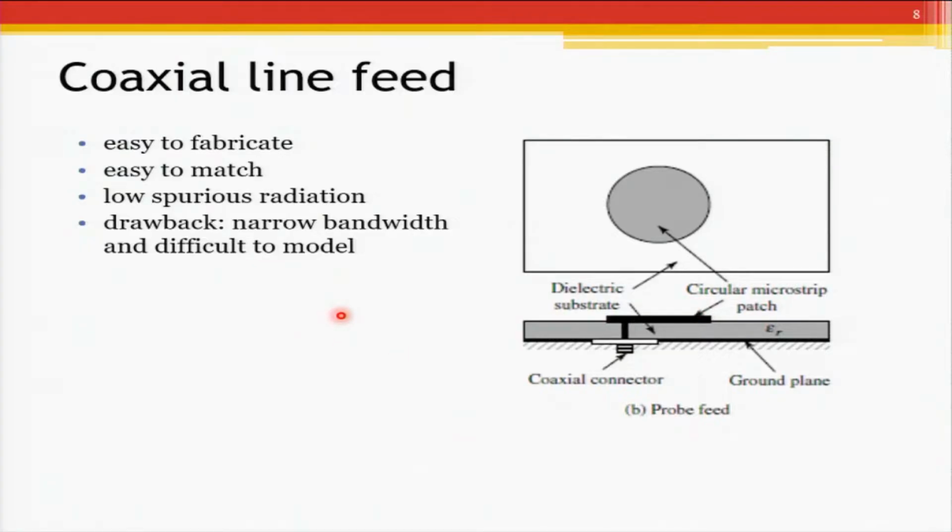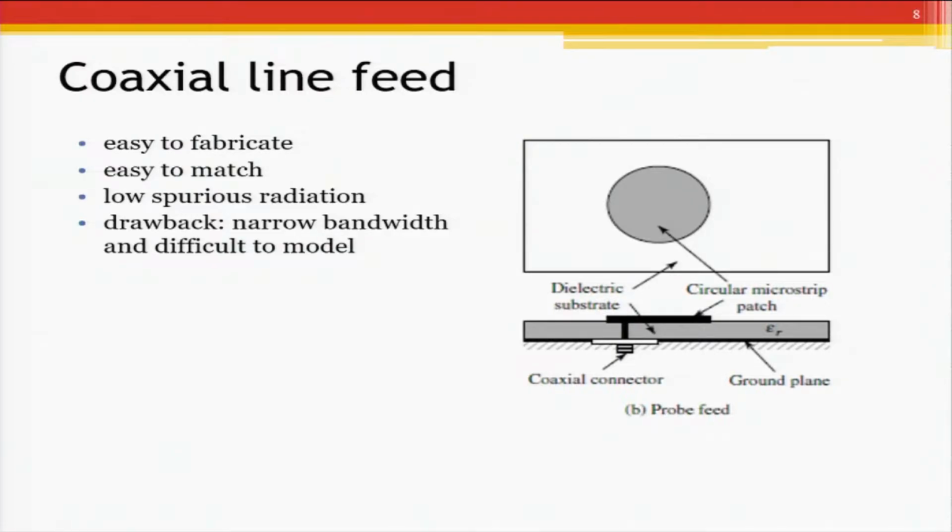So this kind of feeding method is easy to fabricate. It's easy to match. When they want to do the impedance matching, they just move the position of the coaxial connector around until they get the matching.